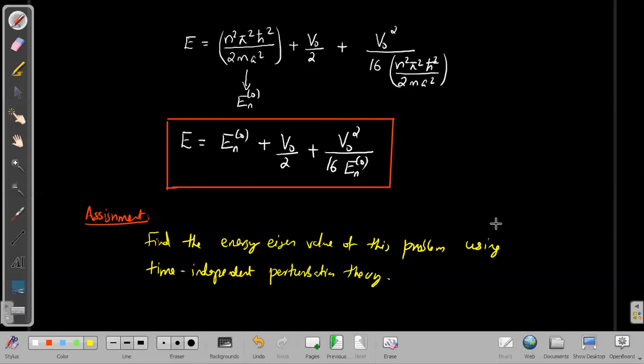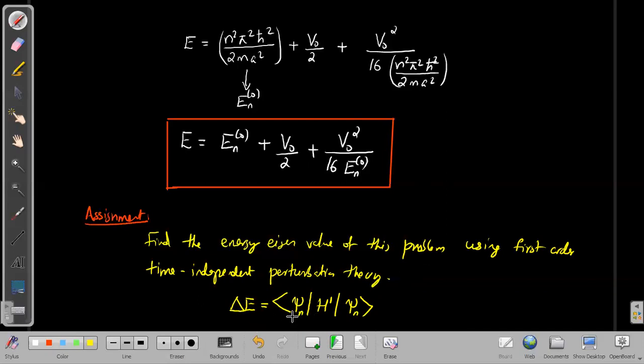Okay, so in the time independent perturbation theory, the correction in energy would be the expectation value of the perturbed part of the Hamiltonian in the unperturbed energy eigenfunction. So using first order, no need to go for second order, using first order perturbation theory. So this you have already done, you have found it.